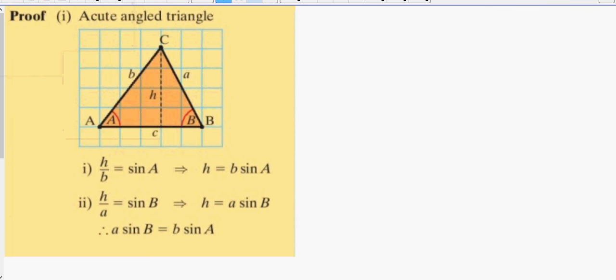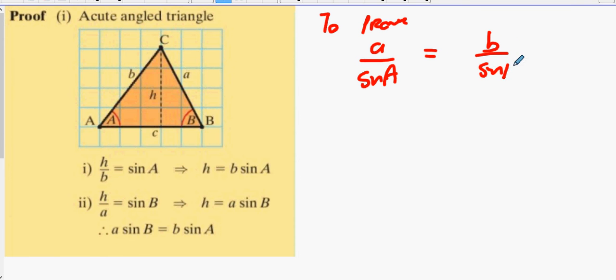Here we go, alright? So, first thing you want to do is you're looking to prove, with any letters of your choosing really, but generally speaking we'll be going for a over sine A equals b over sine B. Is that what we're looking to do? Now, what do you have to learn off by heart?